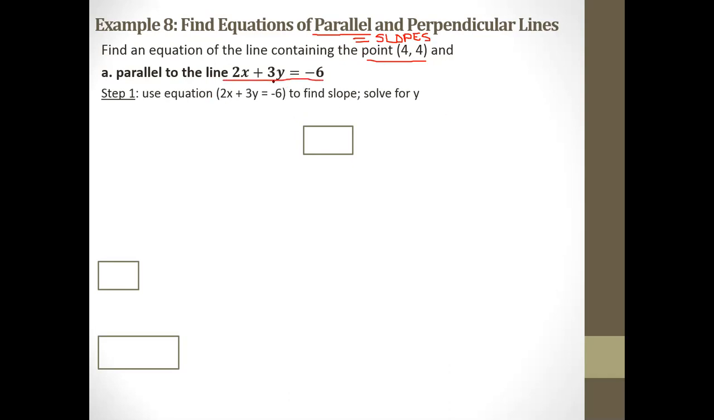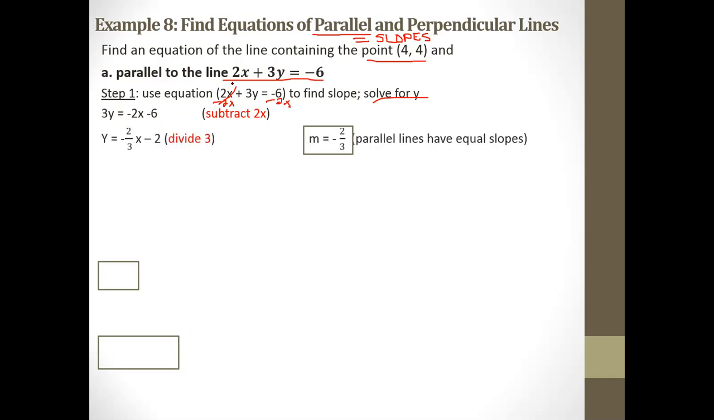How do we find the slope of the given line? We're going to solve for y. We get y by itself on the left side of the equal sign. So first we're going to subtract 2x from both sides of the equation. So we subtract 2x from the left side, subtract 2x from the right side. The 2x's will cancel on the left, leaving 3y equals, and on the right side of the equal sign, -2x minus 6. Then we're going to divide both sides of the equation by 3.